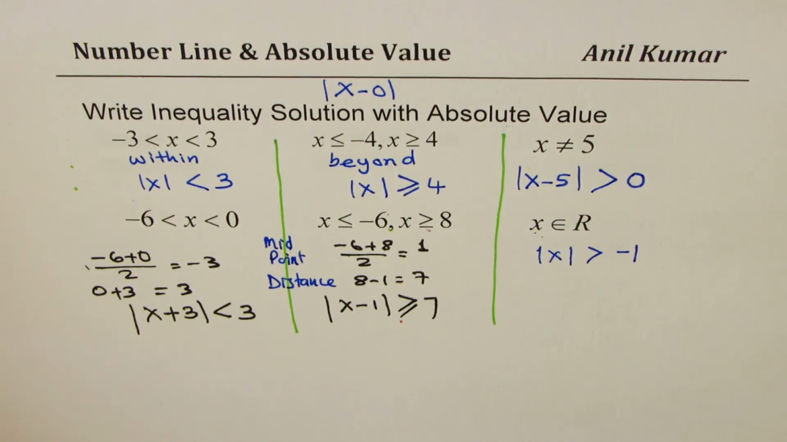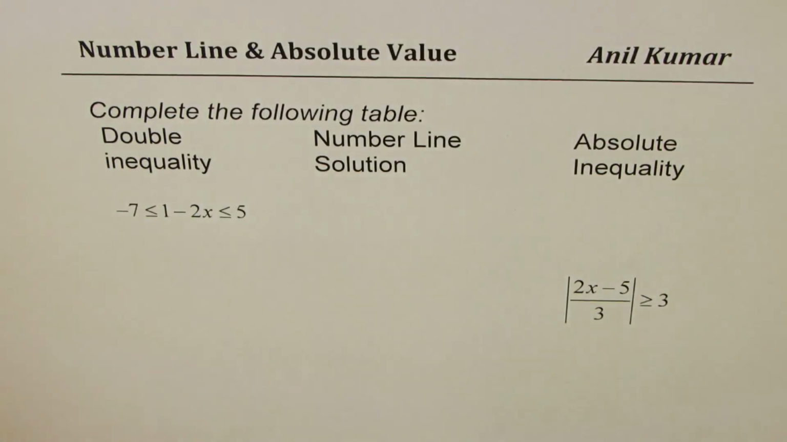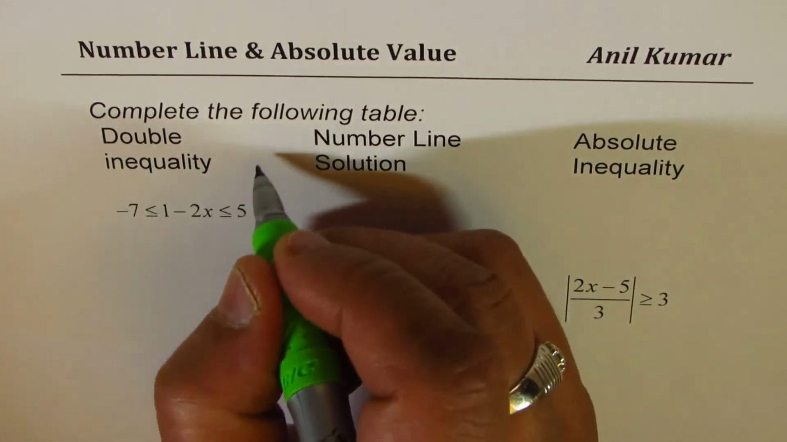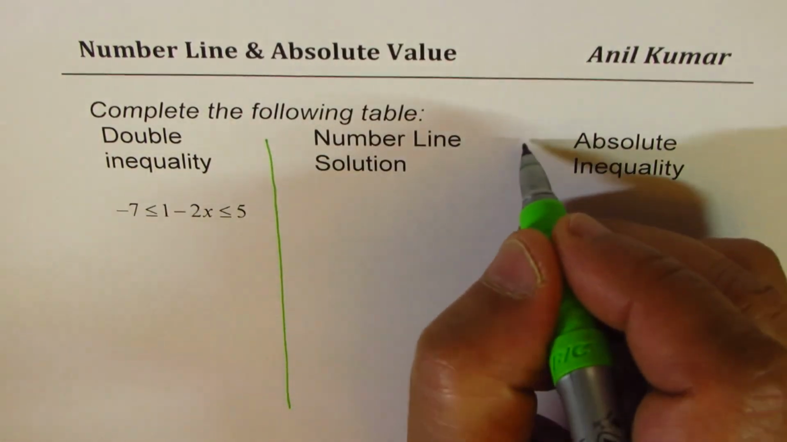So you move to 1, which is x minus 1, and then you are greater than. Do you see that greater than? So greater than or equal to 7. Perfect. That is how you get your answer. And then you have actually solved all of them. Does it make sense to you?